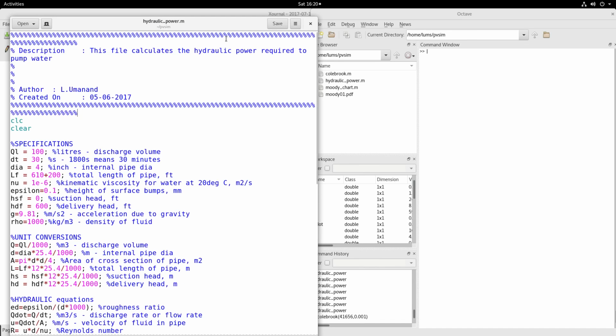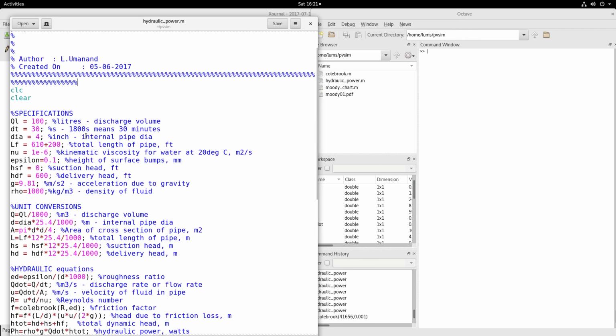So I have here, this is a text file. Look at the name, hydraulic_power.m. It is an M file that can be opened in Octave and run in Octave. You can also probably use it in MATLAB with minor modifications in syntax, but essentially it should be able to work well in Octave. So this file calculates the hydraulic power required to pump water.